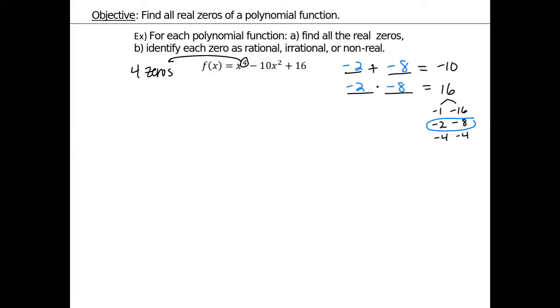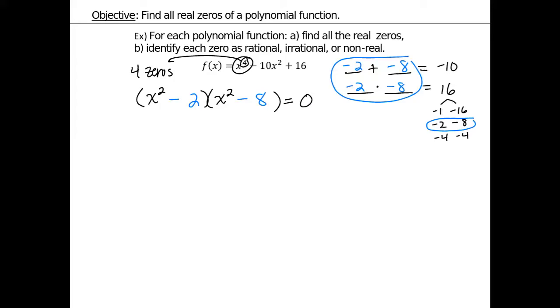Okay, so then I'm going to take my two binomials. The first term splits in half, so that's x squared. And then I'm going to put these two values, the negative 2 and the negative 8, in the second blank. And then make those equal to 0 to find the 0. So then to find the 0, make each piece equal to 0. So I'm going to take x squared minus 2 equals 0.